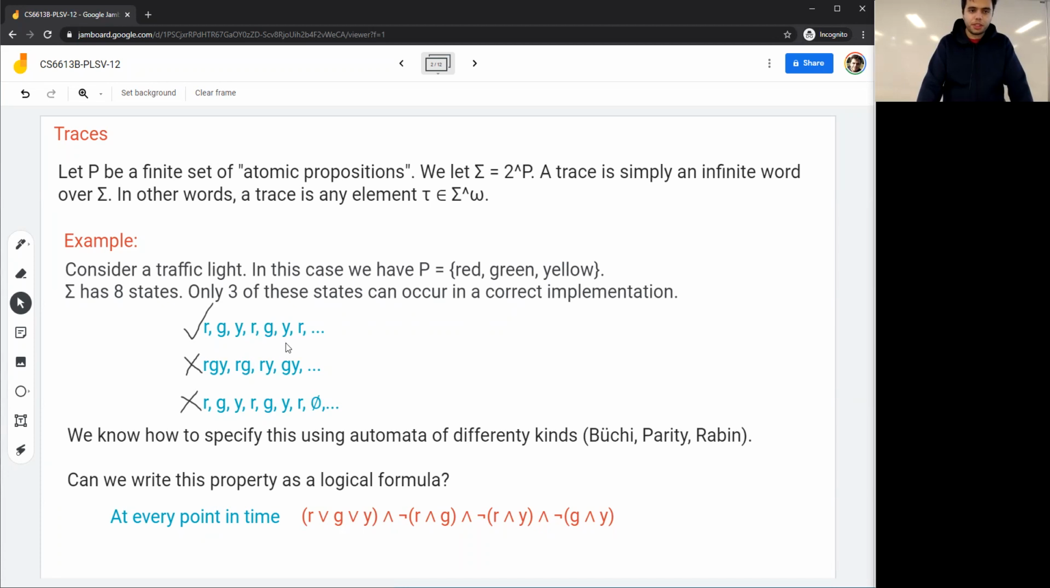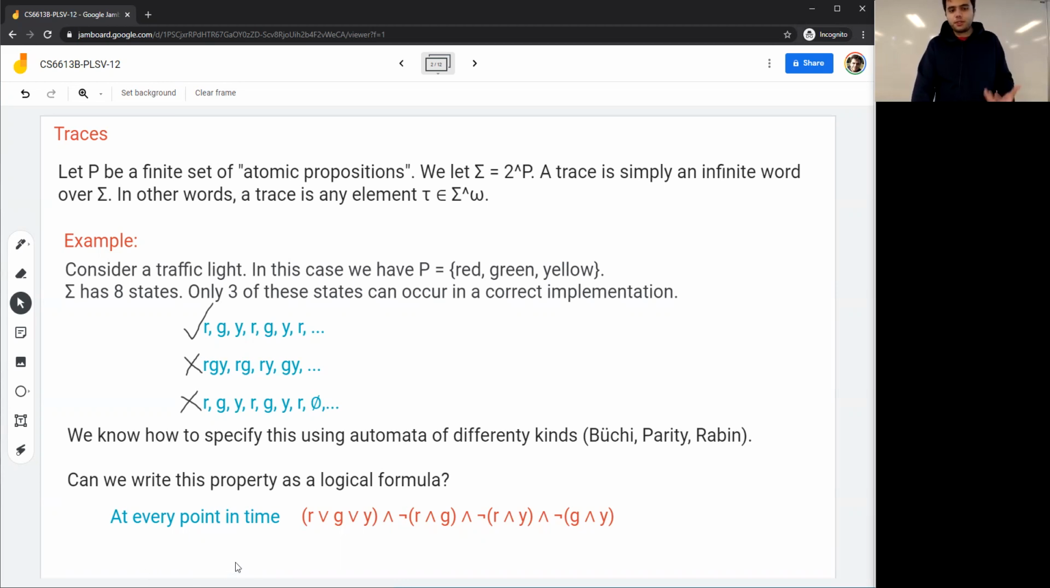So if we want to make sure that only these 3 states, only red, green, and yellow, can occur, then we can basically write an automaton that only accepts the set of infinite words that have these states, right? And it's quite easy to write such an automaton. You just need a few states. You start somewhere. As long as you haven't seen any of the prohibited states, you stay in the initial state. And as soon as you see something that is prohibited, you just go to some sink that rejects the word. So you can do this with Büchi, Parity, or Rabin.